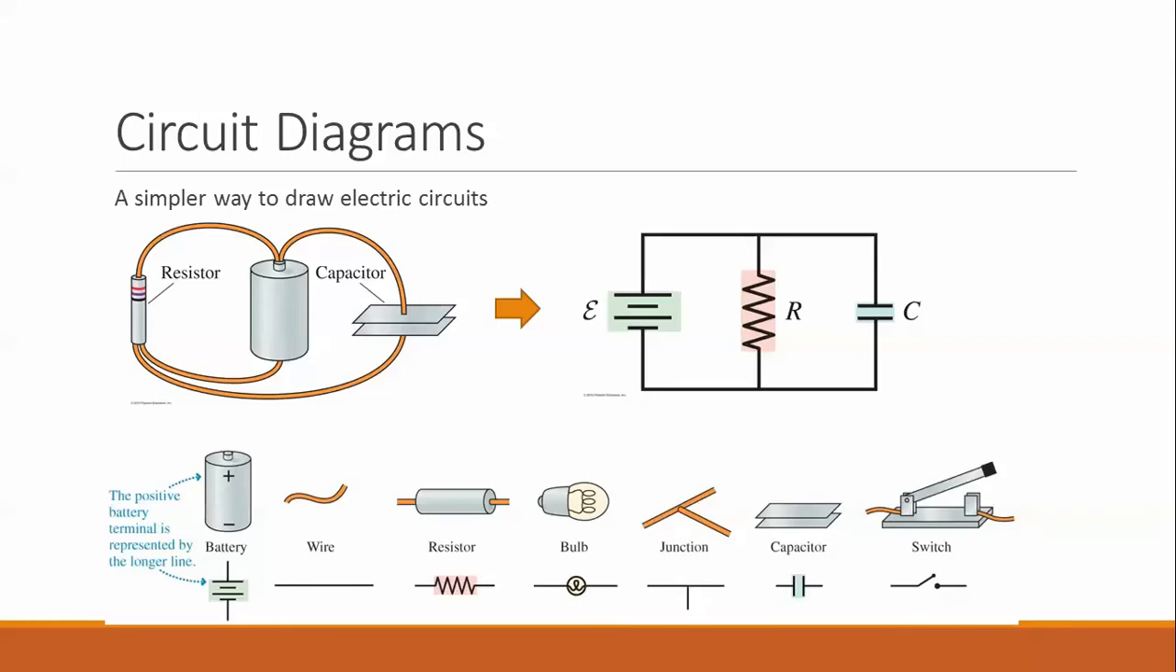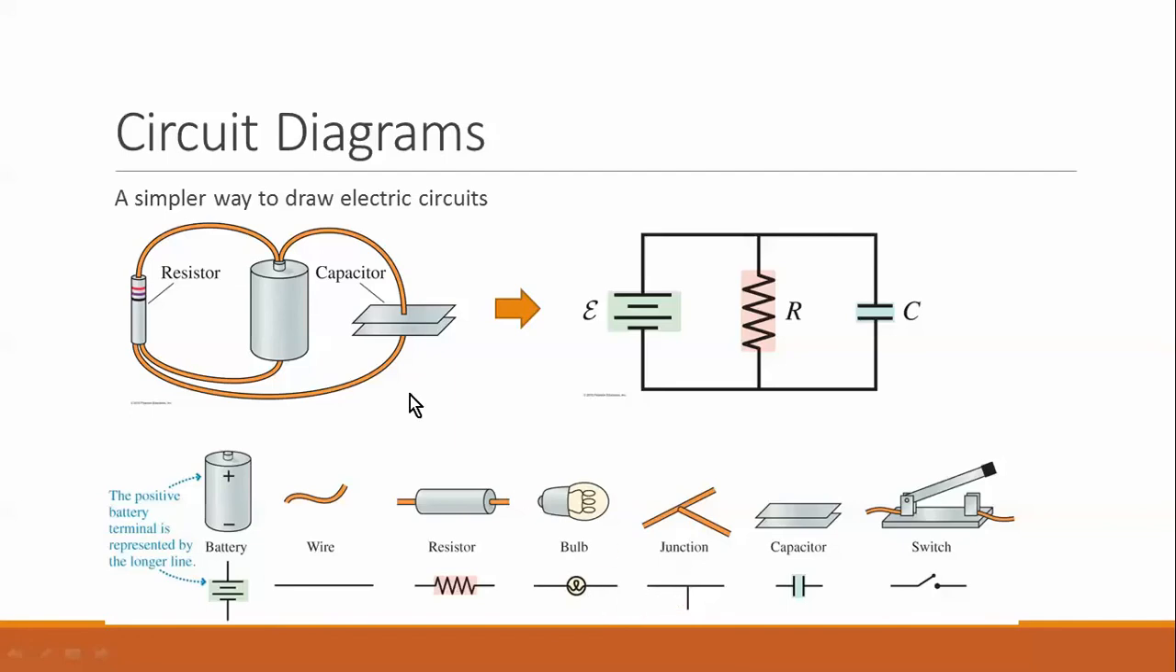Well, a battery in a circuit diagram is drawn with 4 horizontal lines, and you'll notice that there are longer lines on the top and shorter lines on the bottom. The longer line signifies the positive end of the battery, and the shorter line at the bottom signifies the negative end of the battery. Anytime there's a wire, we just draw a line. Anytime we have a resistor, we do an up and down shape like this. A light bulb is drawn as a circle with a little loop in the middle.